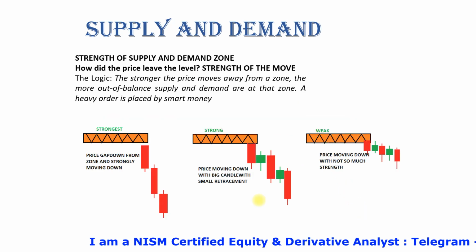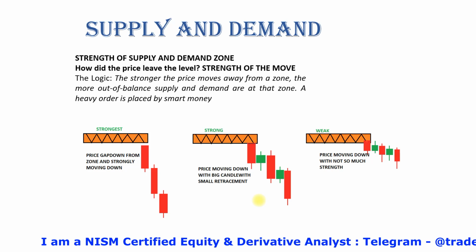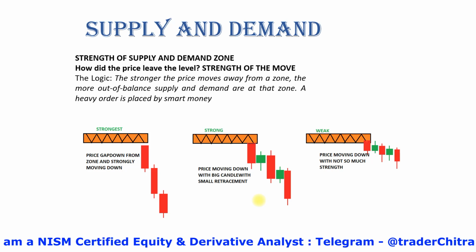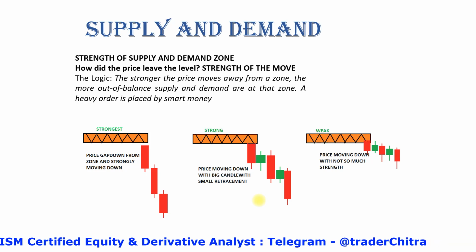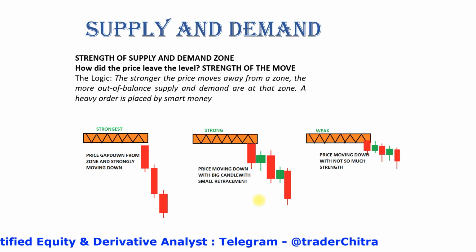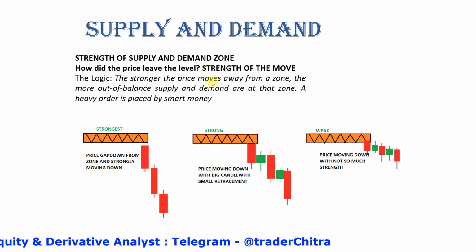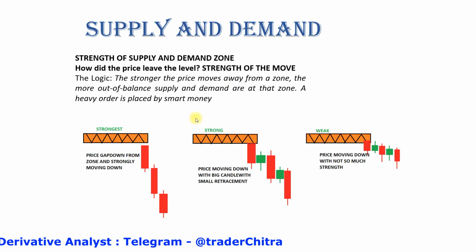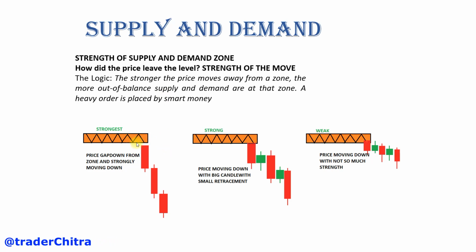Strength of supply and demand zone, that is, how did the price leave the supply and the demand zone, that is how the strength of the move will be. What is the logic behind this? The stronger the price moves away from the zone, the more out of balance supply and demand are at that particular zone. A heavy order is placed by the smart money. So here this is the resistance zone, that is a supply zone. Price gaps down from the zone and strongly moves down.